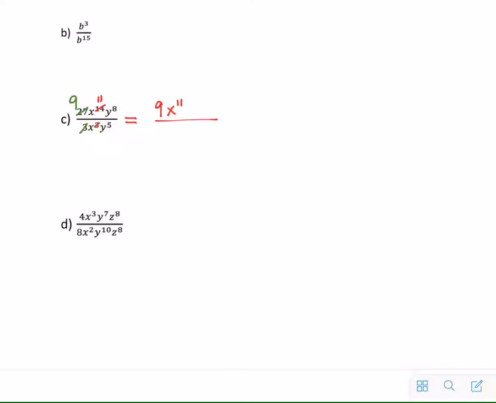And y to the 8th over y to the 5th? Y to the 3rd. On top or bottom? Top. That would be all over 1 since everything was gone from the bottom, which I could just write as 9x to the 11th, y to the 3rd.